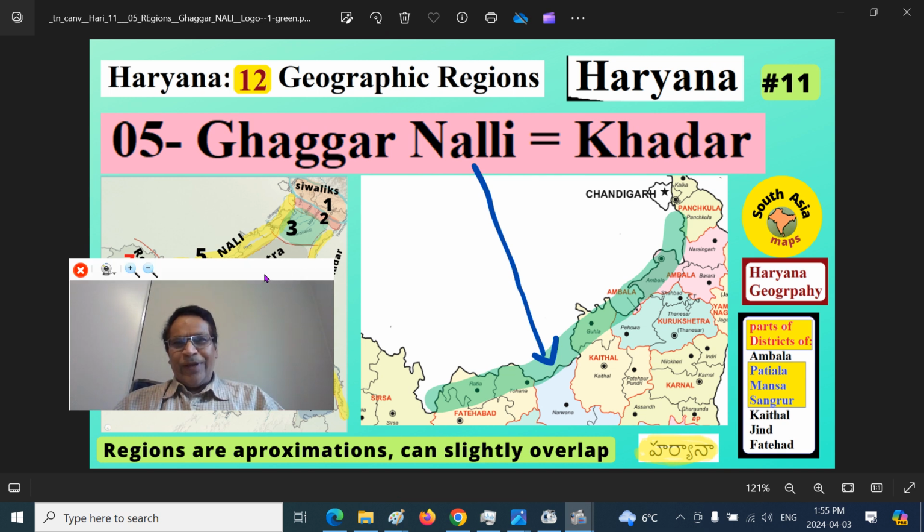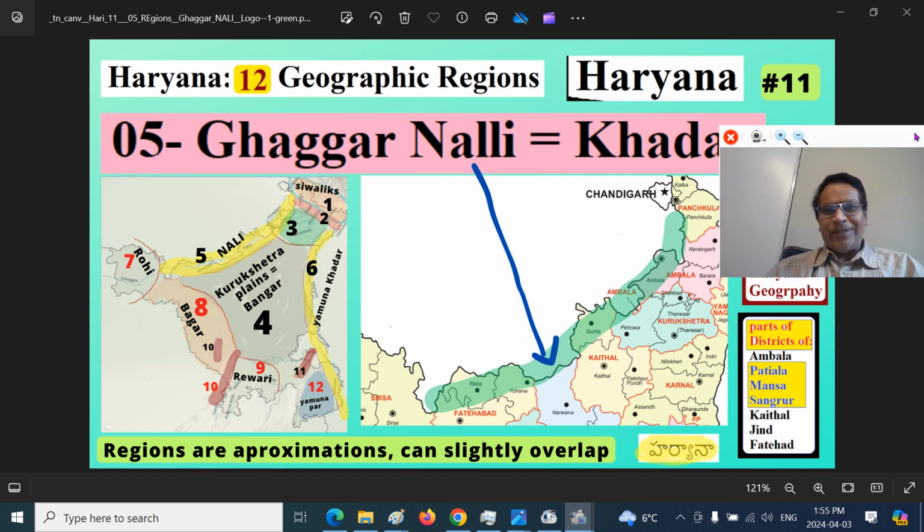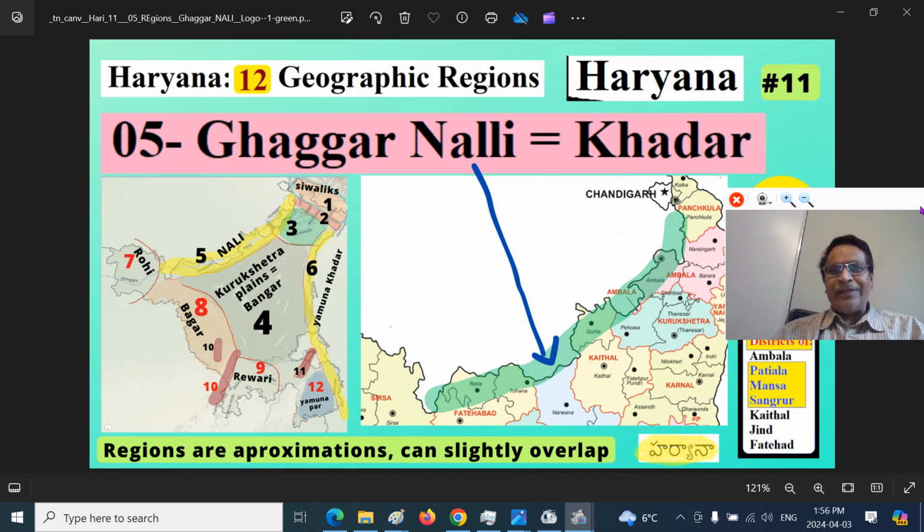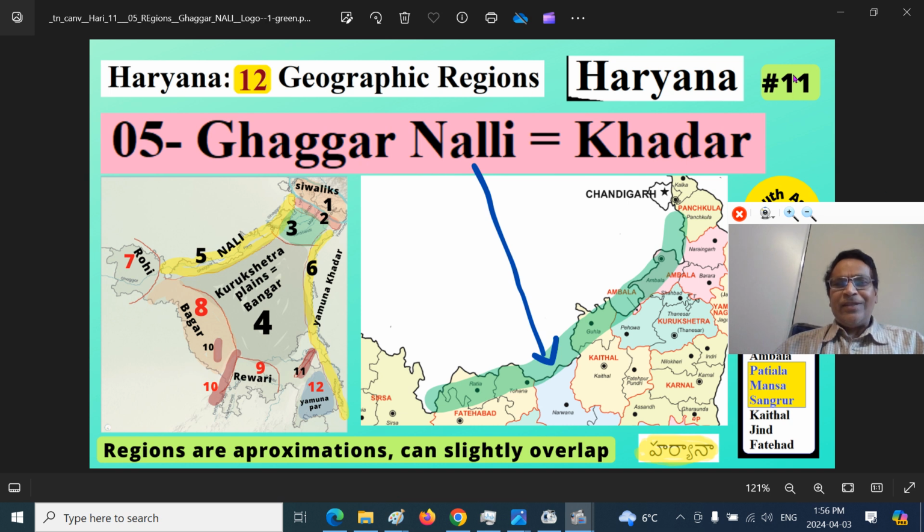Mitranam, we are talking today about the Haryana series: Haryana Geography, part 11. Previously, we have identified around a dozen, 12, geographic regions, physiographic regions. Physiography is the physical geography, how the land looks, the terrain, the habitat, like the plains, peneplains, plateaus, mountains, hills, ranges, and so on. Today we are talking about the Ghaggar Nali region, also called the Khadar region.